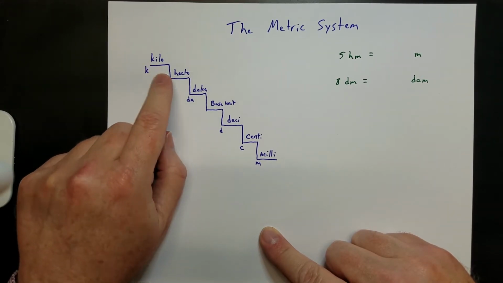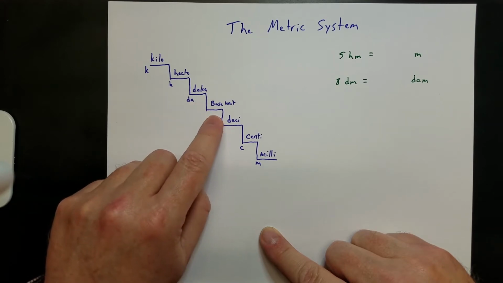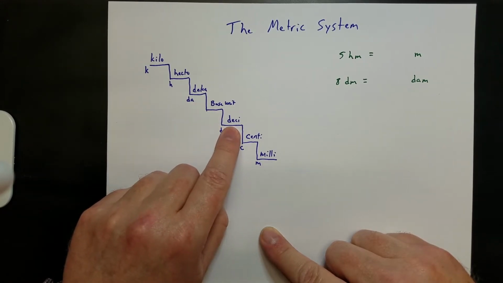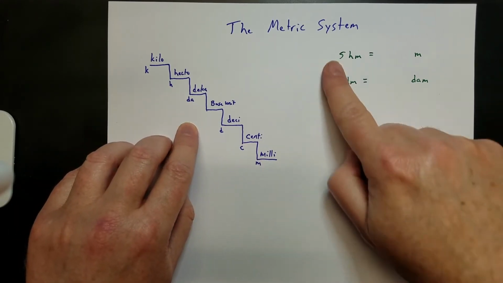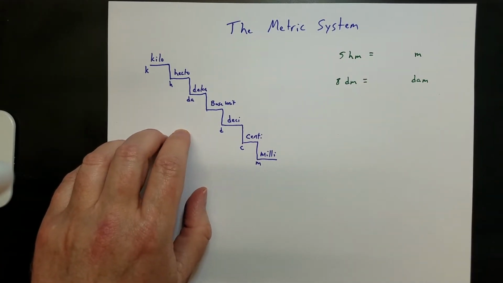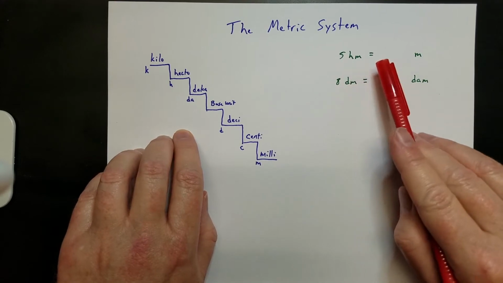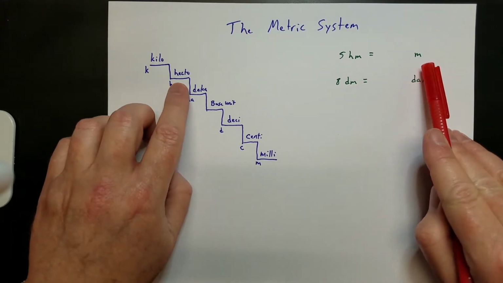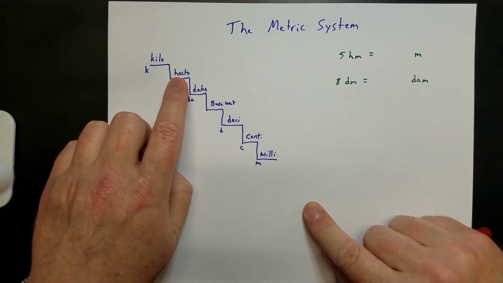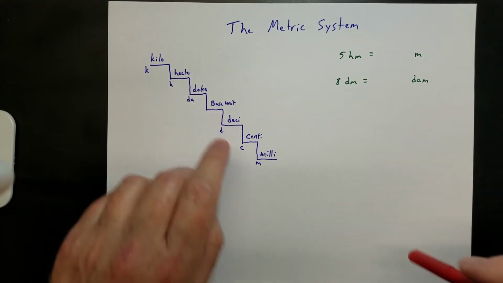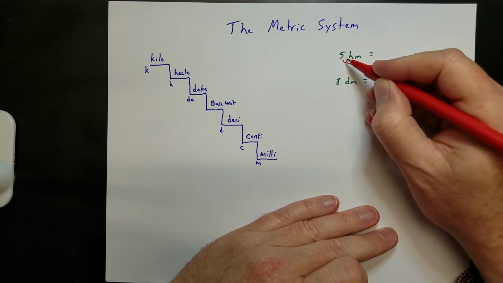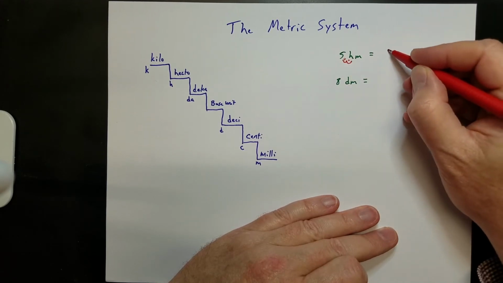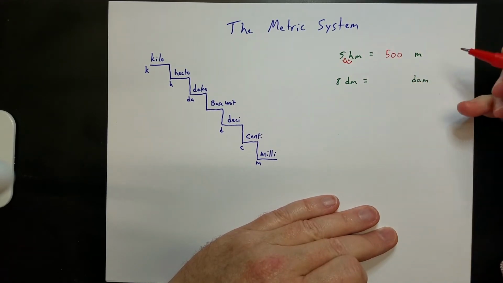So, kilo, hecta, decameter, let's say, deci, centa, millimeter. And so you can go up and down. So if I've got an example over here of 5 hectometers into just plain meters. Well, if I start here with a hecta, I want to go down 2 steps. So that means I'm going to move the decimal point 2 places over to the right. And so that will be 500 meters.